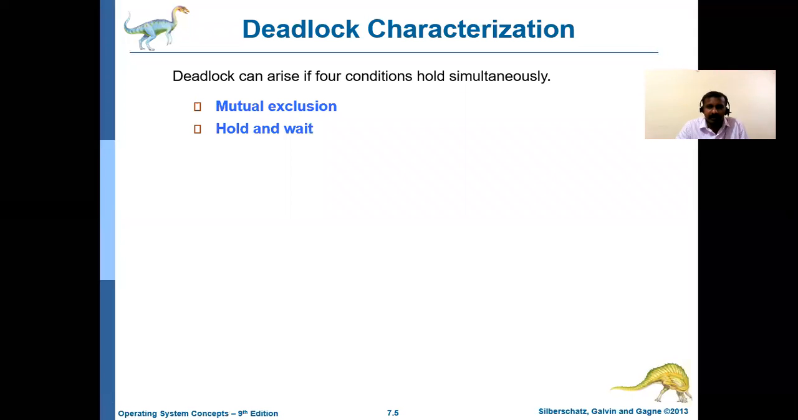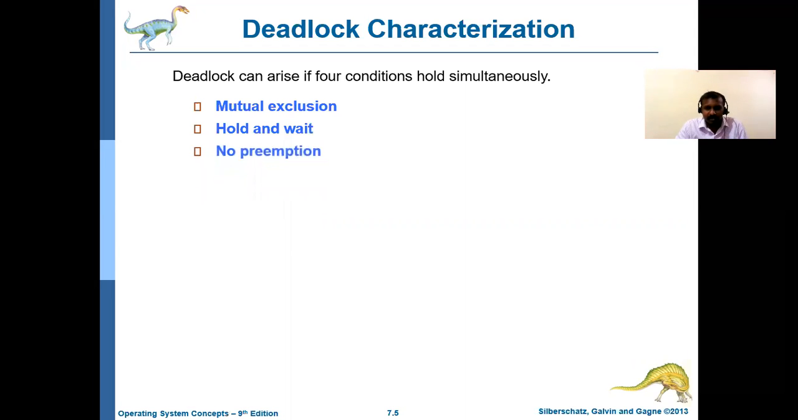The second one is hold and wait, which means that a process is holding a resource and it is waiting for some other resource. Say a process Pi is holding a resource Rj and it is waiting for some other resource Rk, then that is called hold and wait.